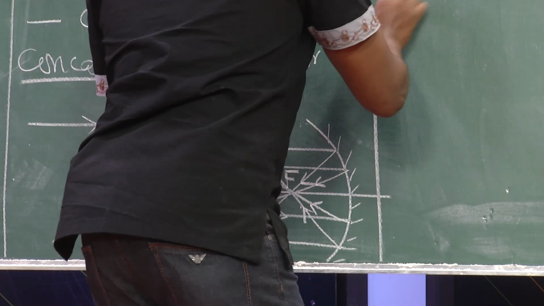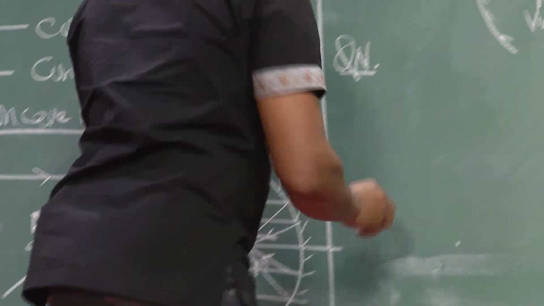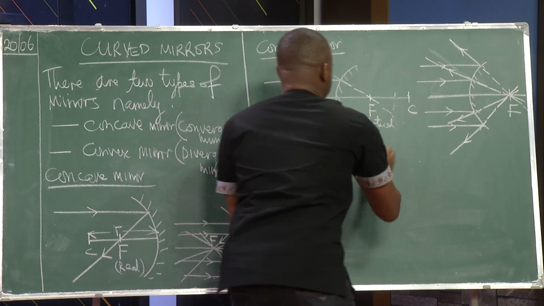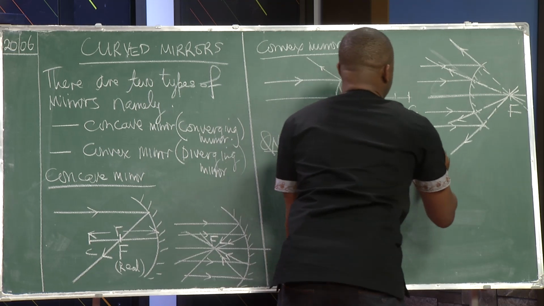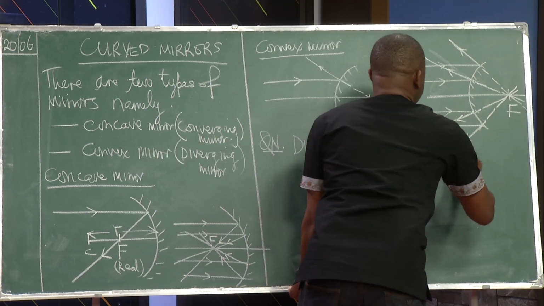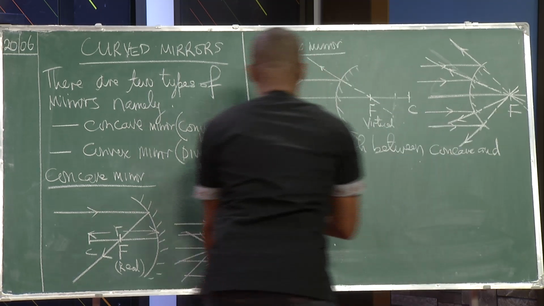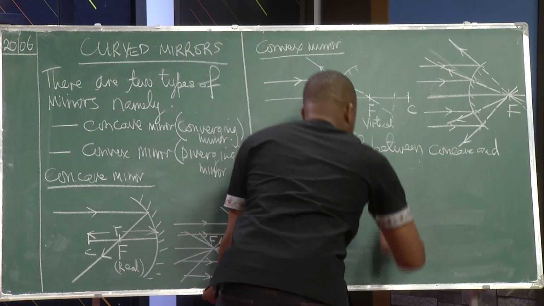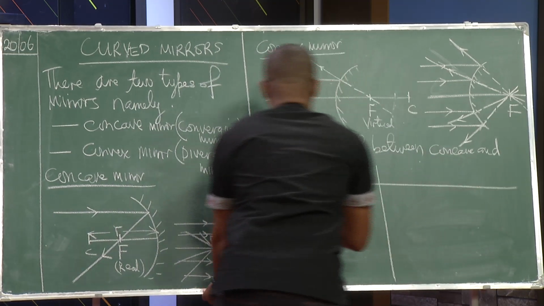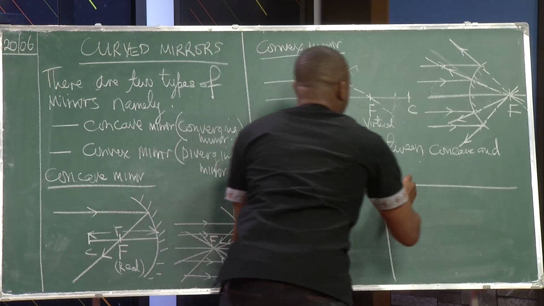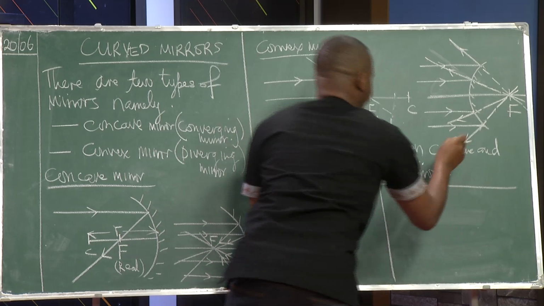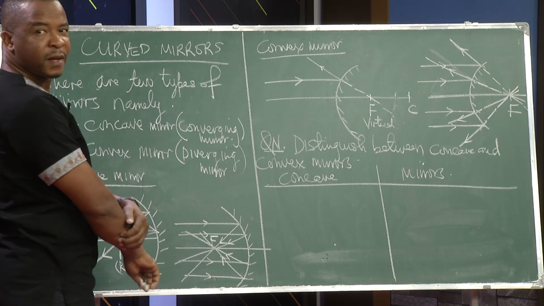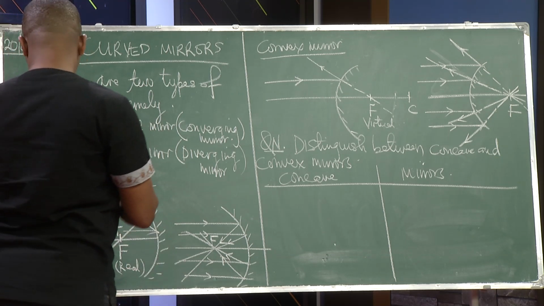Now we want to look at a question from these diagrams. If they asked us to distinguish between concave and convex mirrors, if we are asked to distinguish between concave and convex mirrors, what is expected of us? I have already mentioned the various differences between these two types of mirrors. We simply want to affirm these differences.